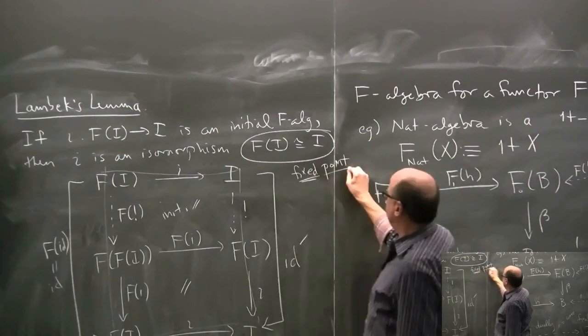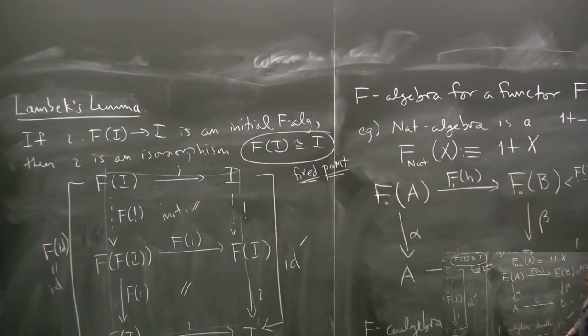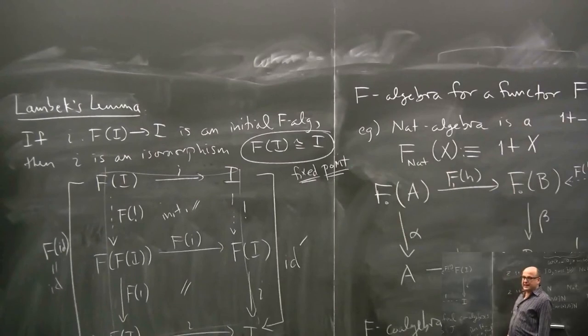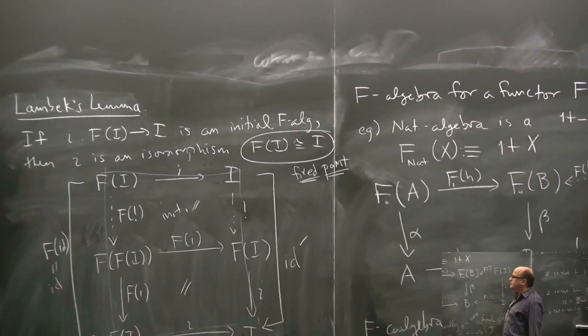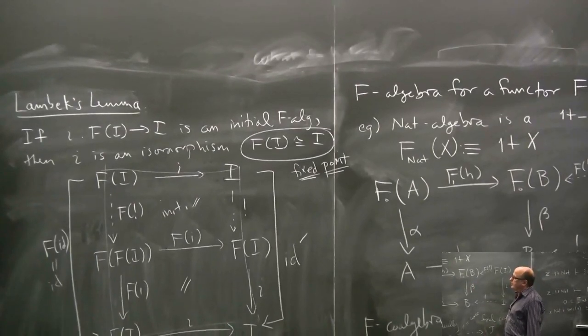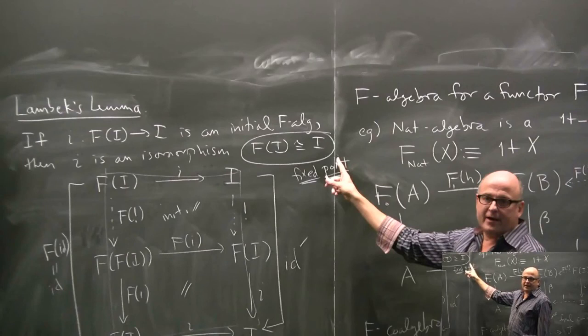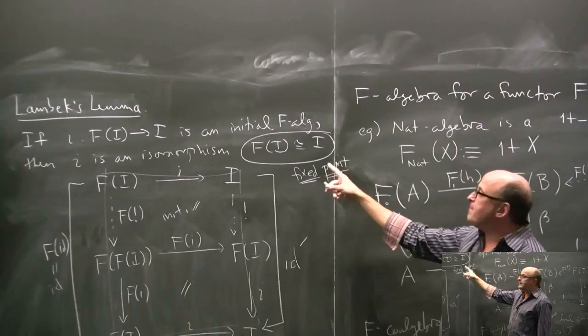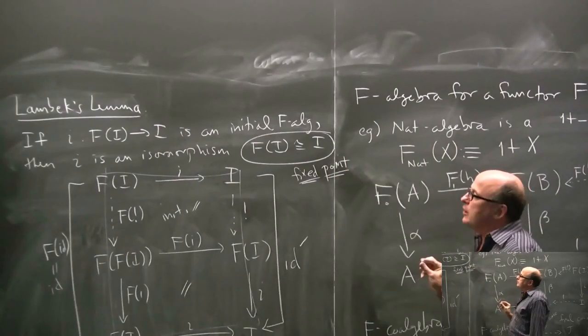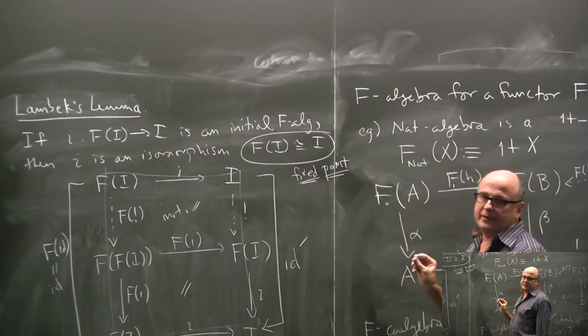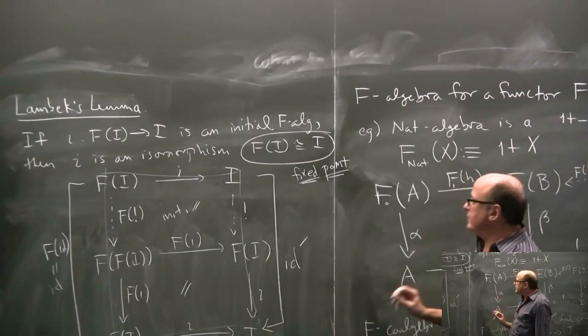Fixed point, two words. And if you do a final coalgebra, you can show the same. There's the Lambek lemma, which was invented by Joachim Lambek, which says the exact same thing. It says if you have a final coalgebra, it also is an isomorphism. So it gives you another thing.